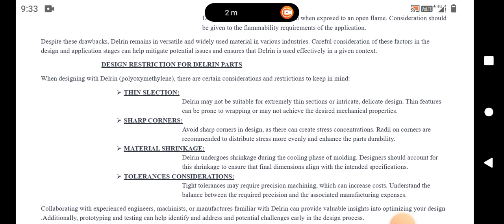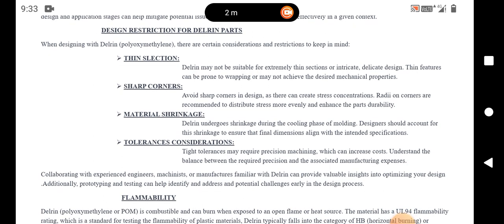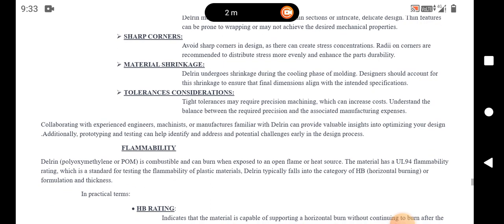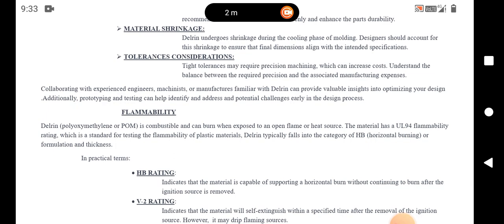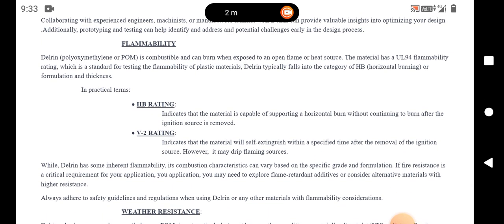When designing with Delrin polyoxymethylene, there are certain considerations to keep in mind. Sharp corners. Avoid sharp corners in design as they can create stress concentration. Tolerance considerations. Tight tolerances may require precision machinery. Collaborating with experienced engineers and mechanics who are familiar with Delrin can provide insights into optimizing your design. Flammability. Delrin polyoxymethylene is combustible and can burn when exposed to an open flame or heat source. In practical terms, an HB rating indicates the material is capable of supporting a horizontal burn without continuing to burn after the ignition source is removed.